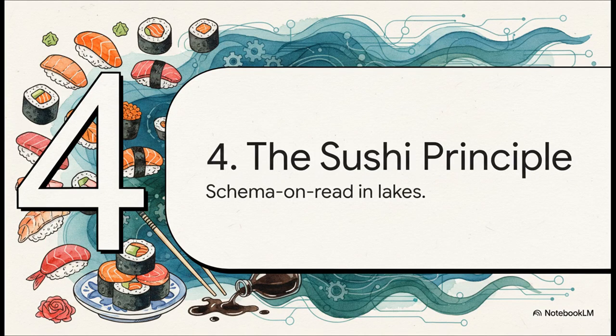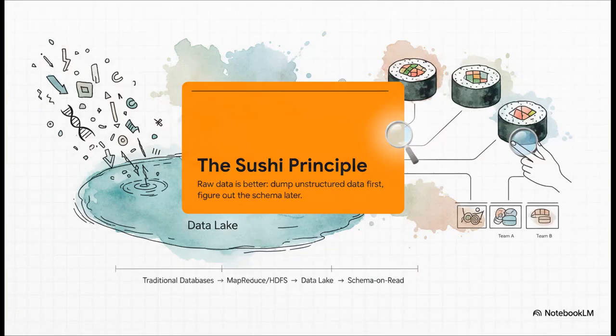Section 4. The Sushi Principle. Schema on read in the data lake. MapReduce didn't just change how we process data, it radically changed how we store it. And this brings us to a really fun concept known as the Sushi Principle. The core idea here is simply that raw data is better.